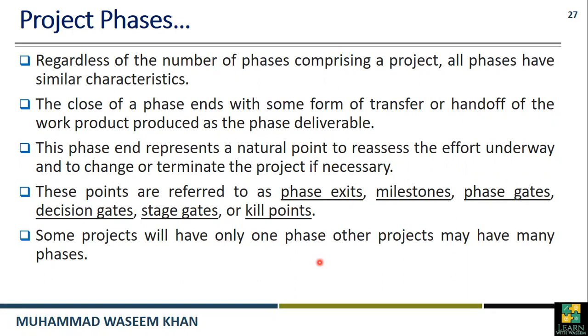When one phase of the project ends, that phase will give us some output. And as I told you, the output of the previous phase will be an input for the next phase. Now, the ending of any phase, the point at which the phase ends, is called phase exit or milestone or phase gates or decision gates or stage gates or kill points.